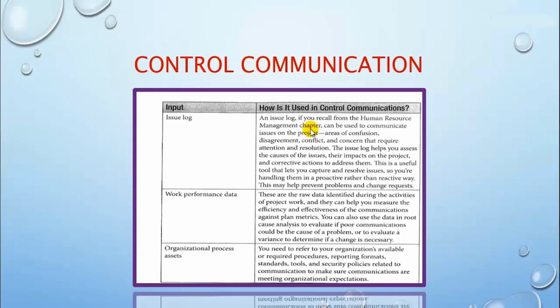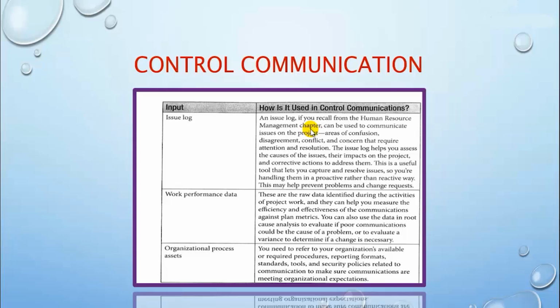So what is the issue log? I think all of us are aware. Issue log is to log the issues, the disagreements, conflicts, etc. This is a useful tool that lets you capture and resolve issues, so you are handling them in a proactive way. This is different from a risk, where risk is a more advanced tool and advanced way of strategically planning your project and proactive management.